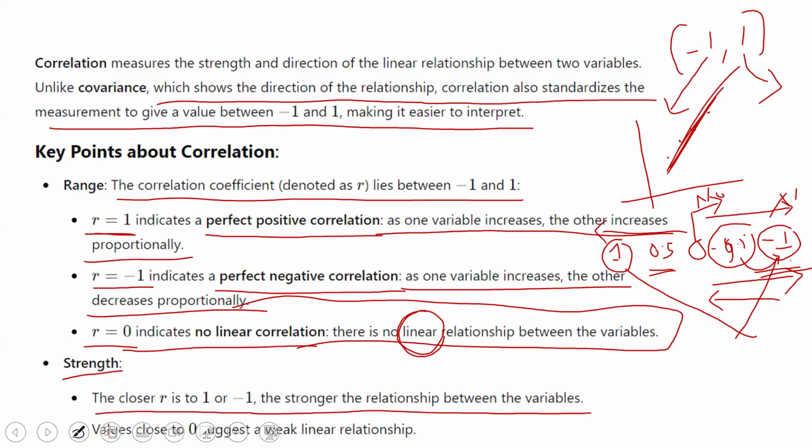So that is the only difference between correlation and covariance. Correlation says about the strength and direction of the linear relationship between two random variables, whereas covariance can only tell you the direction of the linear relationship between two random variables.